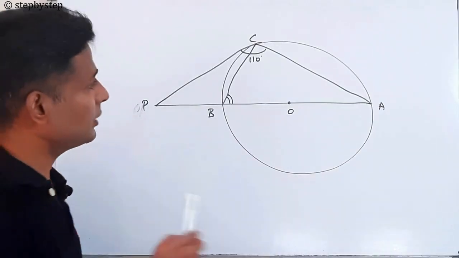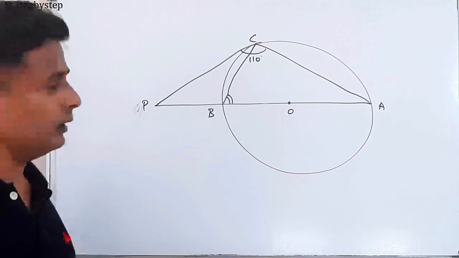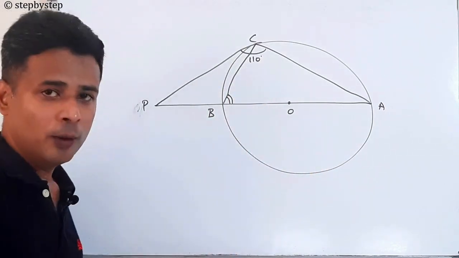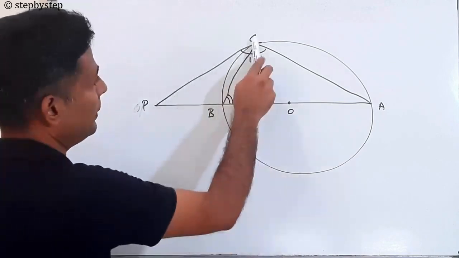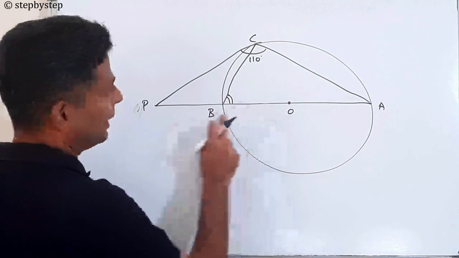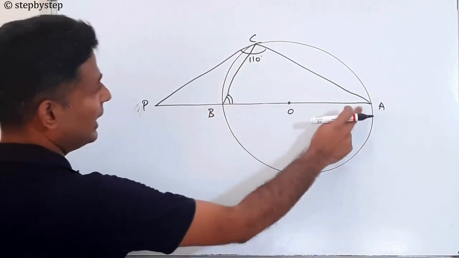Alright guys, now the next question, they have given you this figure. They have said PC is the tangent, AB is diameter which is extended to P, and they have said angle PCA is 110. They have asked us to find angle CBA.